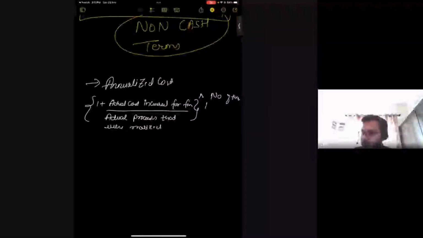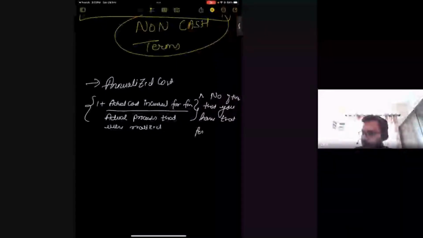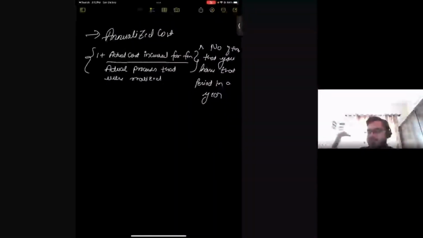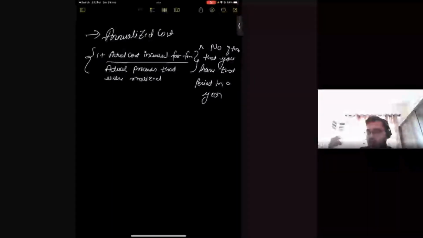Number of times that you have that period in a year. The reason why I'm doing this again is because this is one specific area from which questions can be anticipated to come, and it can be a relatively more difficult question from the corporate section, because usually all the other things that we discussed were mostly theoretical in nature. So this becomes a little more important because it's practical and it's important to understand this.